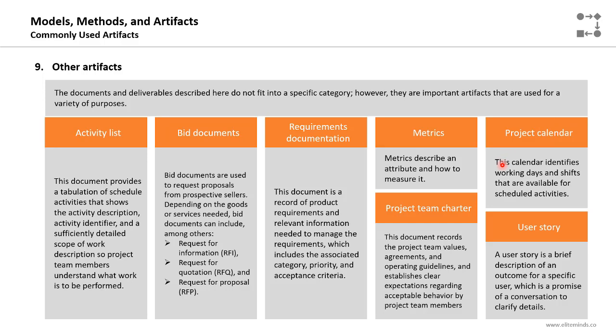The project calendar is a document that will identify the working days, and as per the project calendar, we will conduct our planning activities. The user story is a brief description of an outcome for a specific user, which is a promise of a conversation to clarify details. How we are going to document our requirements in an agile project using the user stories format. It's a brief description of an outcome for a specific user.